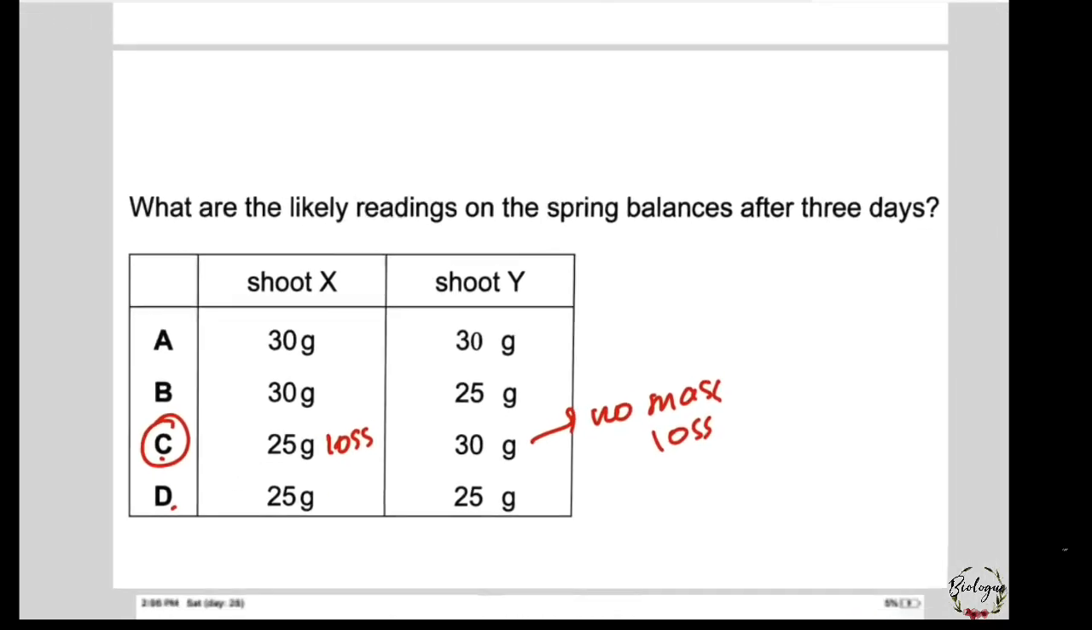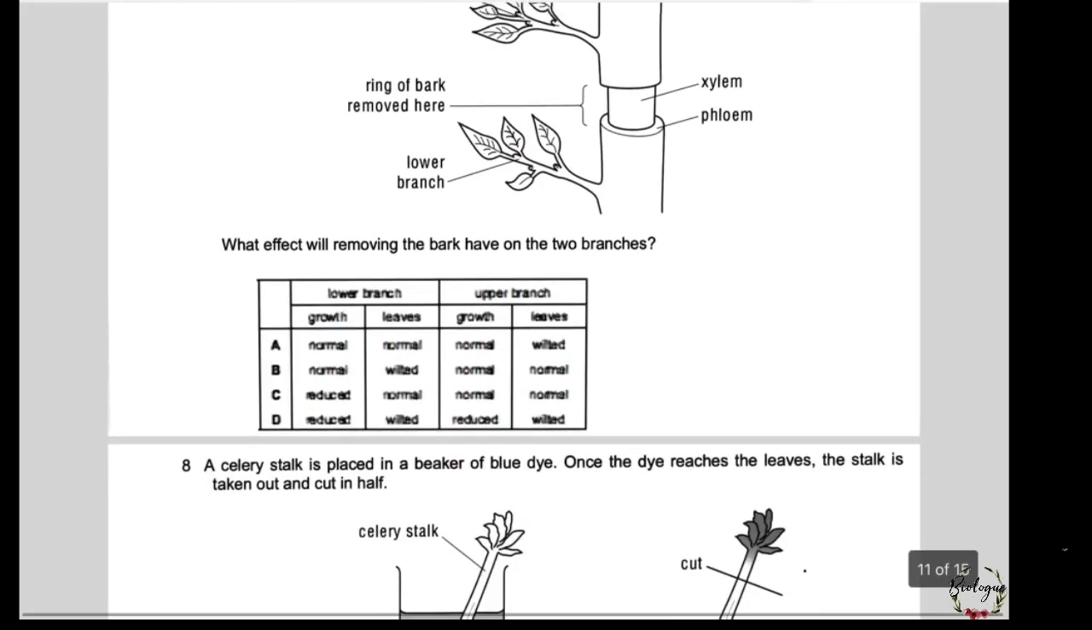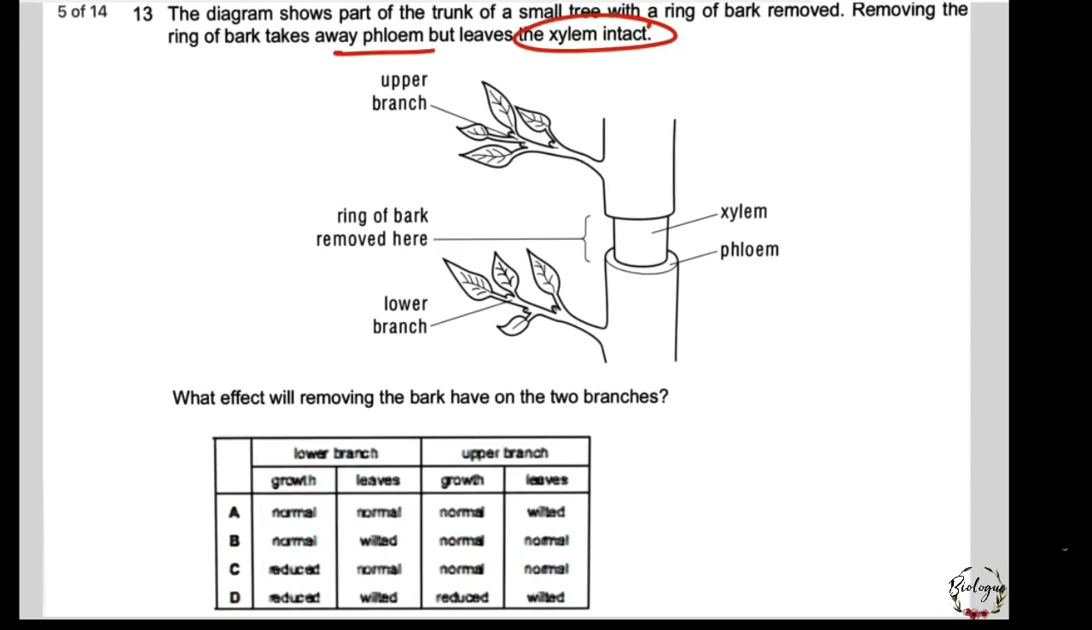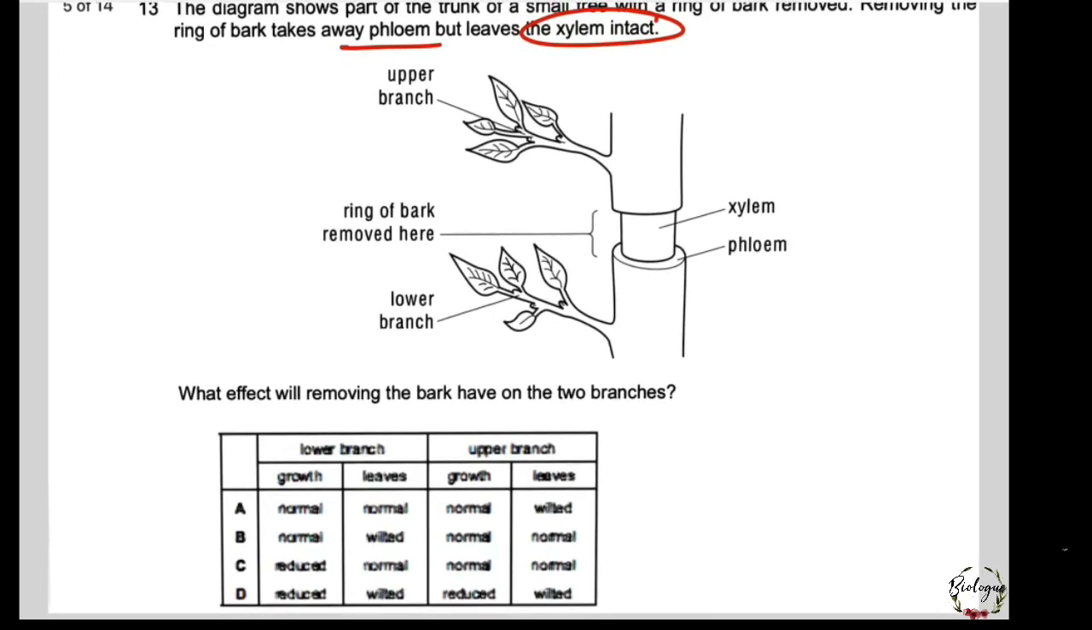Alright, moving to the next question. The diagram shows part of a trunk of a small tree with a branch removed, and a ring of bark removed. Removing the ring of bark takes away the phloem, but the xylem remains intact. So what effect will removing the bark on the two branches have? What is the effect of that?